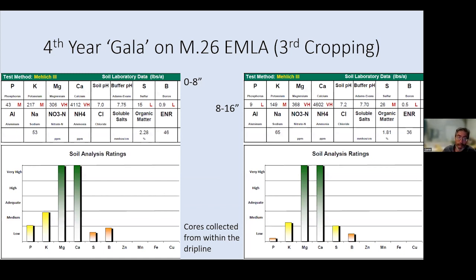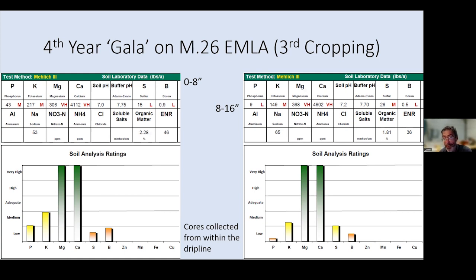These soil samples were taken from a 4th-year Gala on M26 EMLA rootstock. And this is the 3rd cropping season. According to UK recommendations, phosphorus is medium, but it's getting towards the low side of medium. Same with potassium, whereas magnesium in 0 to 8-inch depth is very high and calcium is very high. Soil pH is neutral, the buffer pH is high, and sulfur and boron are, according to the lab, low, but in the soil, again, UK has not established sufficiency ranges for these two nutrients.